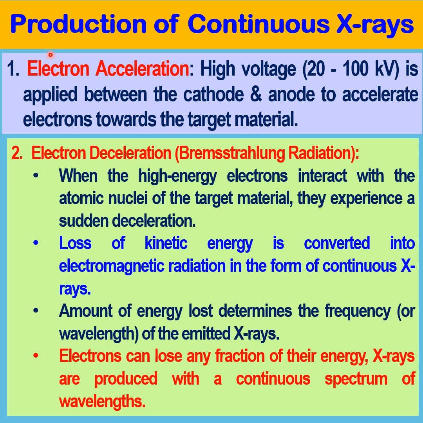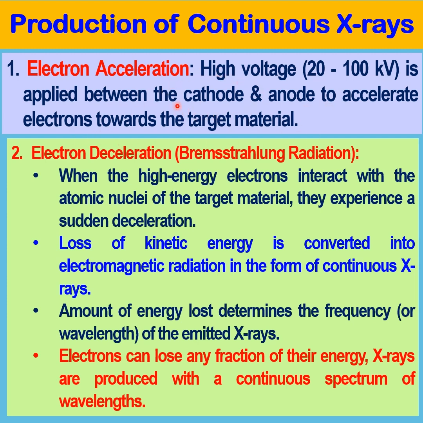Production of continuous X-rays. It occurs in two steps. First, the electron acceleration, followed by the electron deceleration. So what happens when you apply a high voltage? High voltage is applied between the cathode and anode to accelerate electrons towards the target material.